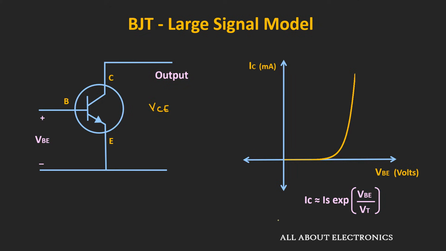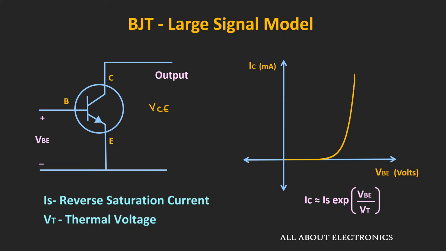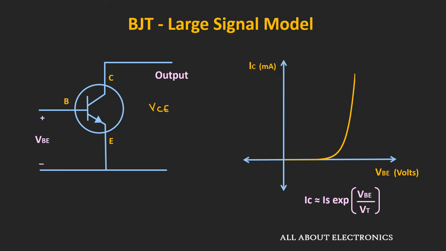And the relationship between this collector current and the base emitter voltage can be given by this expression, where here IS is the reverse saturation current and VT is the thermal voltage. And if we see this expression, then it is similar to Shockley's diode equation. So from this equation as well as from this curve, we can say that the base emitter terminal can be represented by a diode.